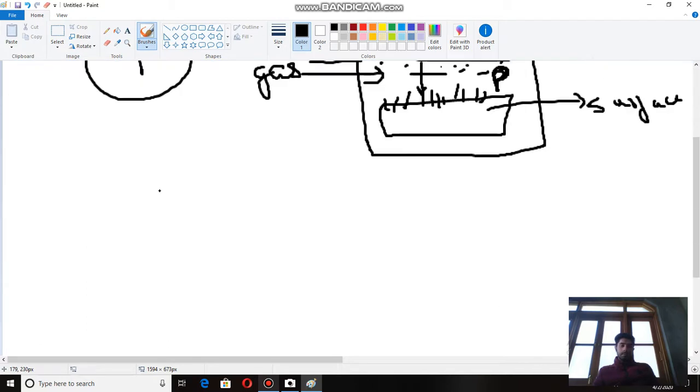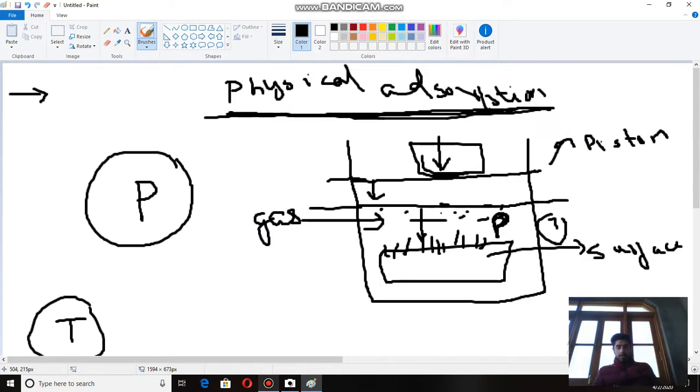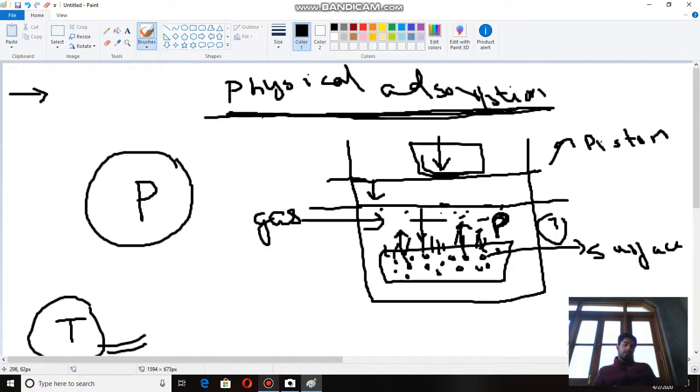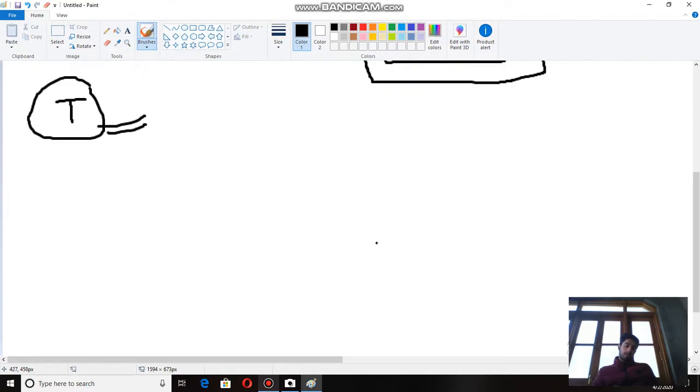This is the first term. Second, if we increase the temperature of the system, these particles which were adsorbed over here will gain thermal energy, and the particles gaining energy will try to free themselves and move into the gas phase. So temperature decreases the rate of adsorption, and pressure indeed increases the rate of adsorption. I hope these two terms are clear.